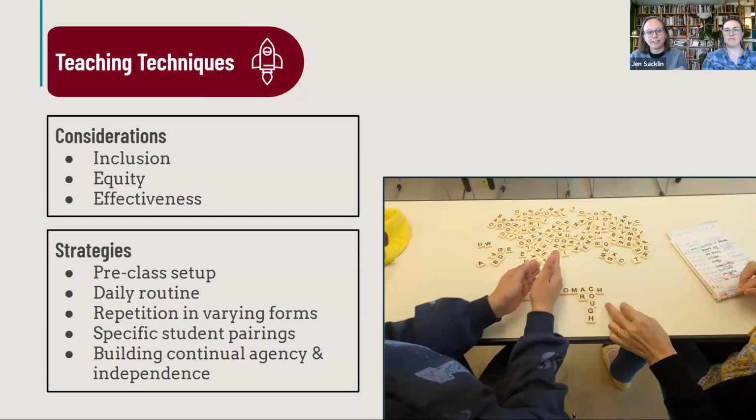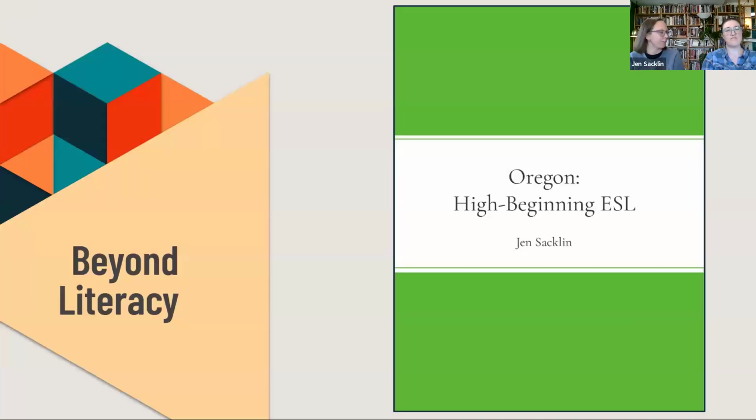So now we've created this classroom, we've created the space, we've created the materials where all of those techniques that Jen talked about earlier are now equal and effective for everyone. And we're building that continual agency and independence. So moving beyond literacy is really our next step. Exactly. And because this is a literacy conference, we're not going to spend time today talking about it.